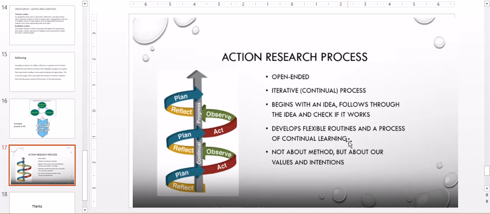The fourth one is to develop flexible routines and processes of continual learning. So this kind of research also helps teachers to continuously read and understand more. The final one is not about the method, but about our own values and intention. So action research does help the teachers directly.